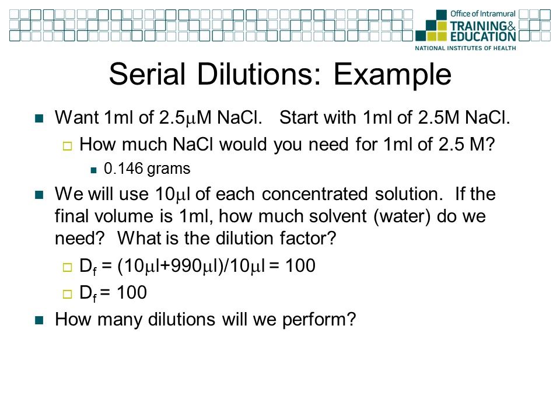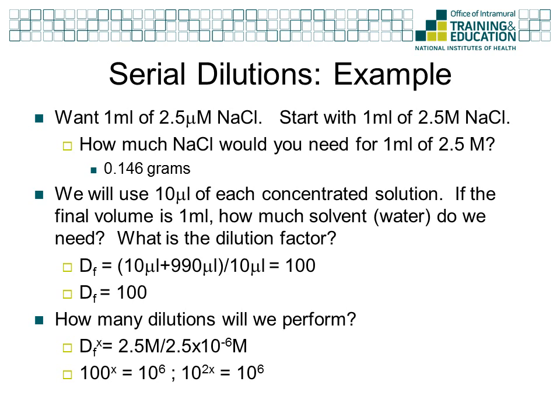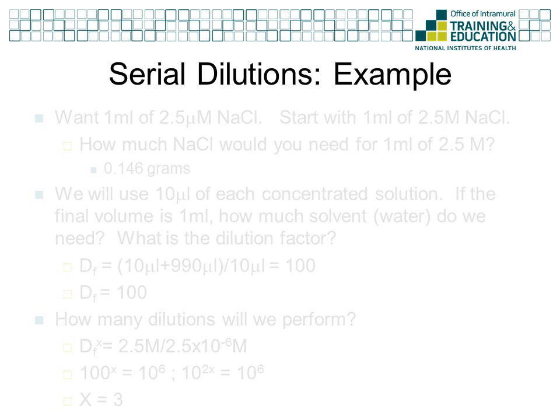So, how many dilutions will we perform? Again, the number of dilutions is equal to the number of times the dilution factor is multiplied by itself such that it is equal to the initial concentration divided by the final concentration. So, 100 to the x will equal 10 to the 6. 100 is equal to 10 to the 2. Therefore, 100 to the x is equal to 10 to the 2 times x. And if 10 to the 2x equals 10 to the 6, then x equals 3. In this case, we will make 3 sequential or serial dilutions.